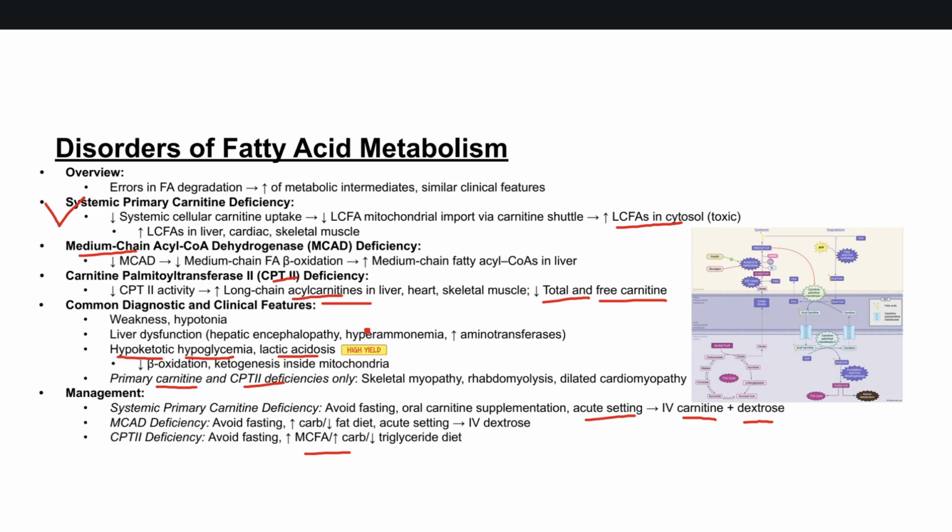Okay. One of the most important things that they will talk to you about is hypoketotic hypoglycemia, right? Ketones are a byproduct of fatty acid metabolism, fatty acid breakdown. Now hypoketotic hypoglycemia is happening because there is no fatty acid breakdown. So if a person is coming to you with hypoglycemic symptoms, you measure their ketones in the urine, and there's nothing, you're concerned, right?